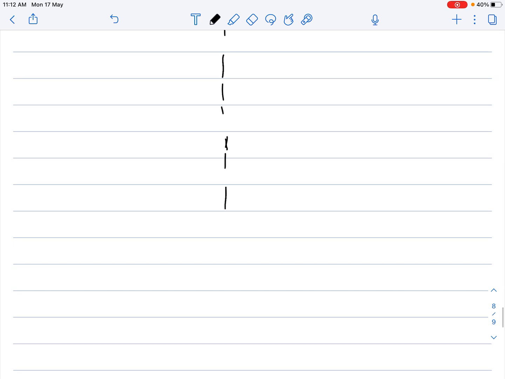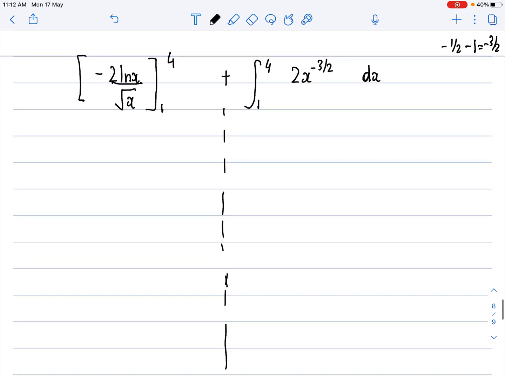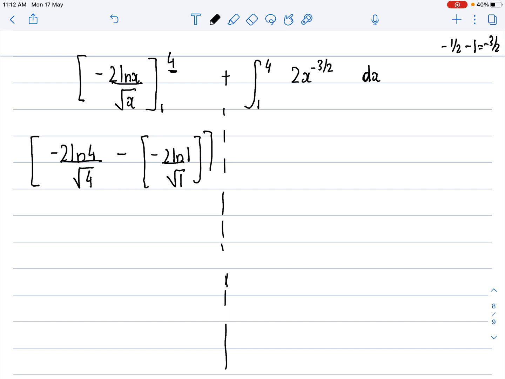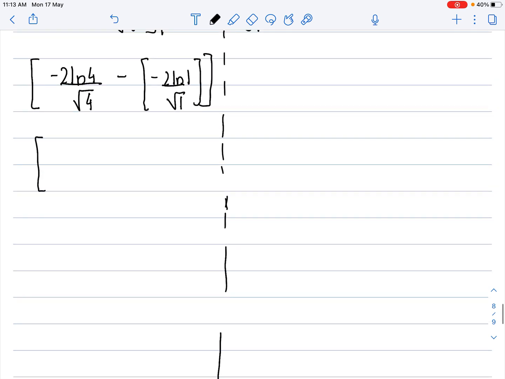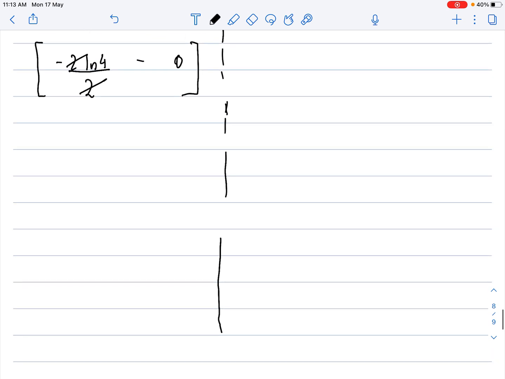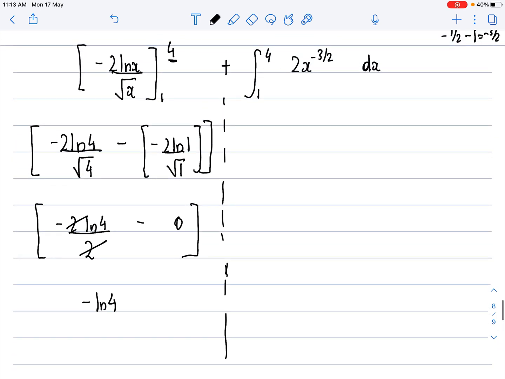So now I can split this into parts. In the first part, I first put 4, the upper limit, in the place of x. So I get minus 2 ln 4 over root 4, minus 2 ln 1 over root 1. So I basically get minus 2 ln 4 over root 4, which is 2, minus, I know ln 1 is 0, so that whole term is 0. And I can cancel my 2 here to get minus ln 4. Got it?